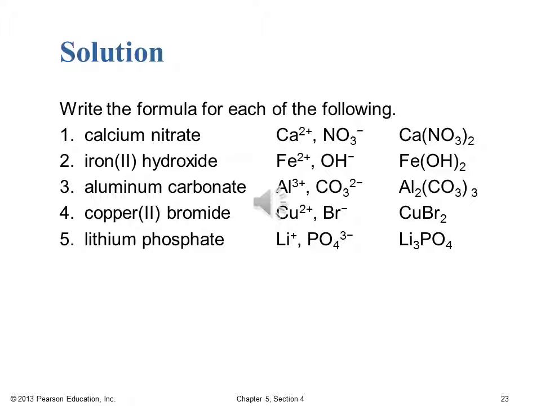Finally, lithium phosphate. Lithium's a 1+, group 1A metal, and phosphate's a 3-, so therefore we need 3 lithium 1+s for that phosphate 3-. Notice in the formula we do not have phosphate in parentheses because it does not have a subscript that's shown.